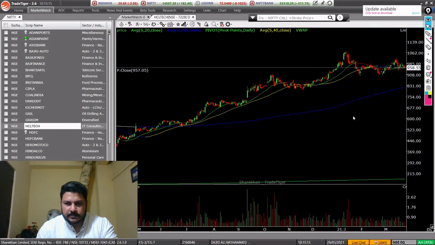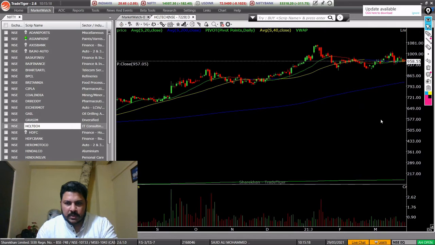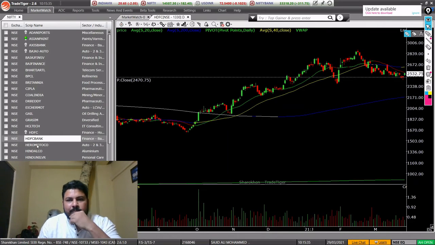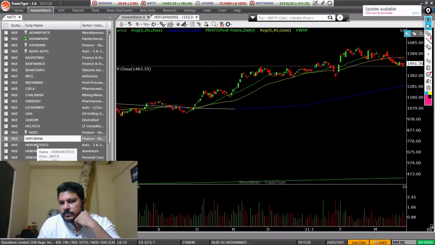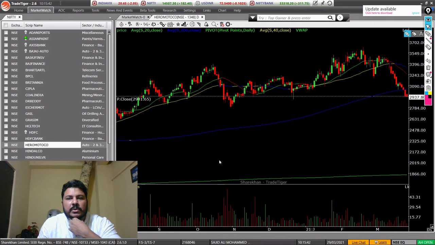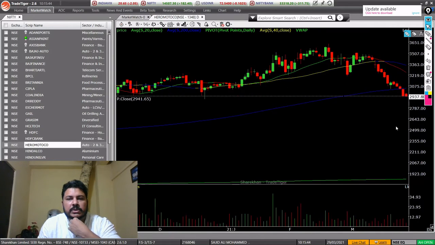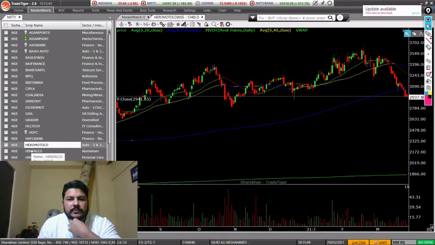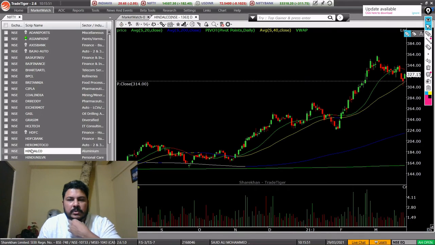HCL Tech is still consolidating. The peak has formed. From there, the second peak has not formed, so we have to wait. HDFC Bank, it can come down for the consolidation phase. HDFC Bank, both are in the same phase now. Hero Motocorp is giving a downward direction, downward trend. It can come down further from here. Be watchful if you have to exit from this Hero Motocorp stock.